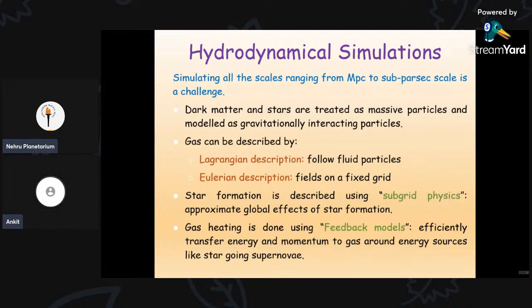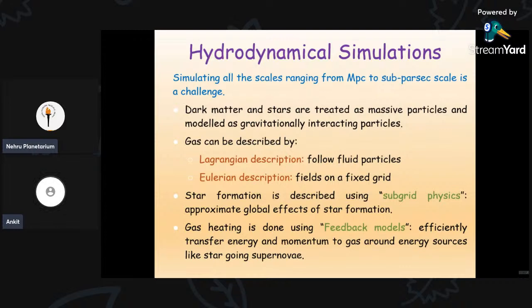So that depends upon the kind of computation you have. If you have less computation, you cannot resolve subgrid scales. You would have to do away with kiloparsec scale resolution. We'll come to that. But the gas can be simulated in two ways, which we call Lagrangian description and Eulerian description. In the first case, you smooth over the gas particles using a kernel, and like dark matter, these are also particles, and they interact gravitationally, but also have other effects like heating, cooling, forming stars, and then going supernova afterwards.